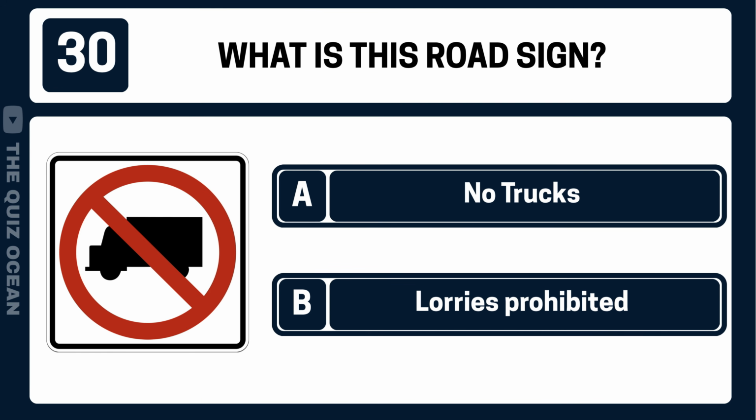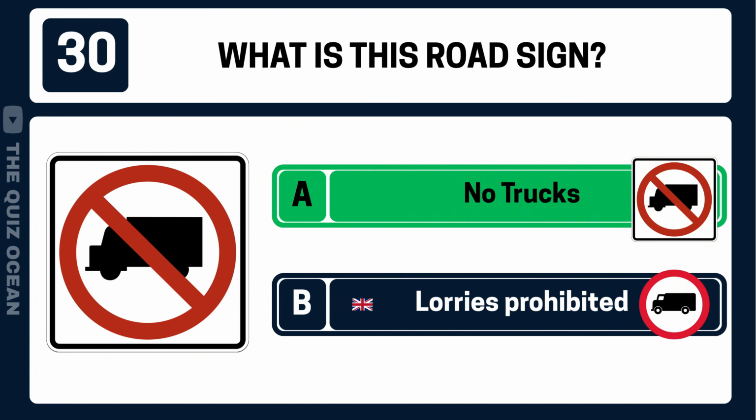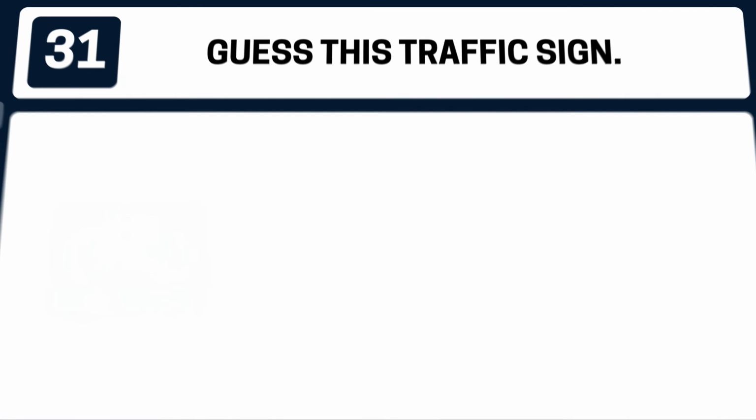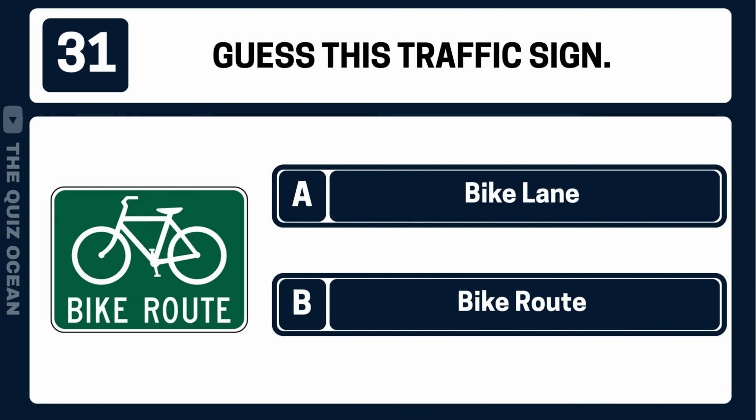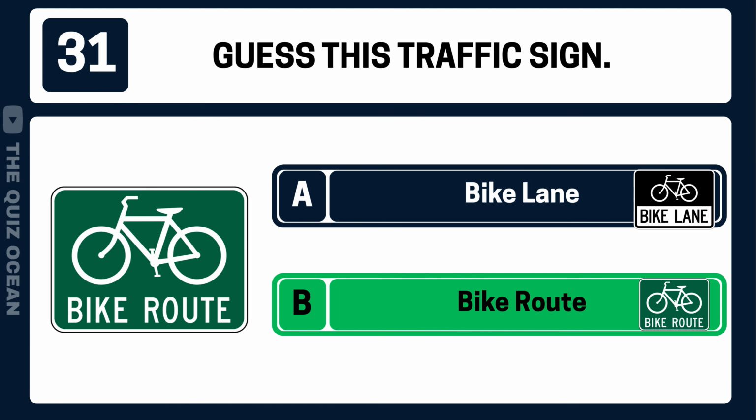What is this road sign? A. No trucks. B. Lorries prohibited. Excellent. It is the no trucks sign. Guess this traffic sign. A. Bike lane. B. Bike route. Correct. It is the bike route sign.